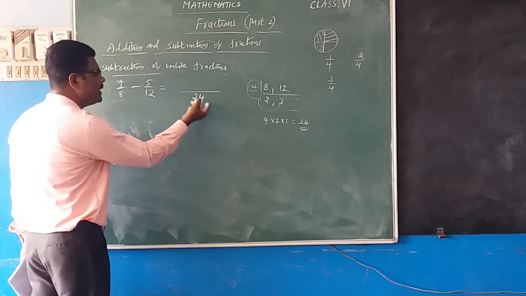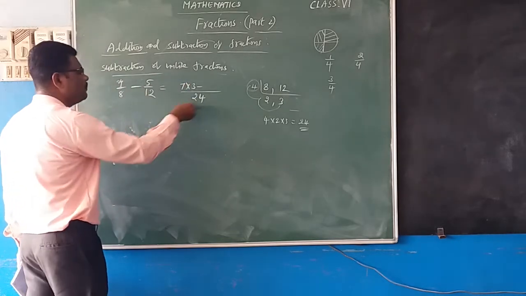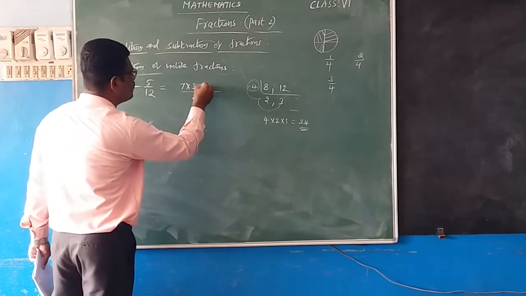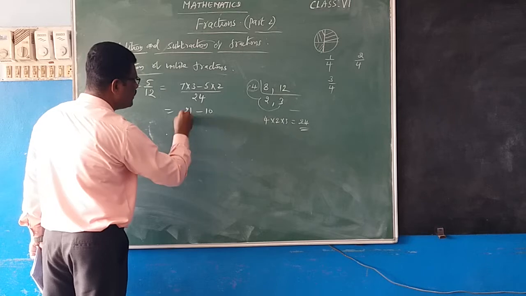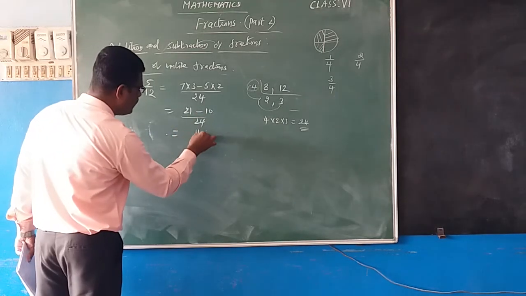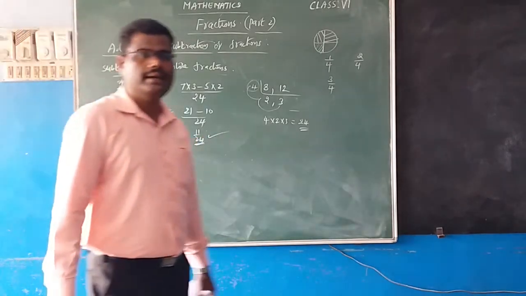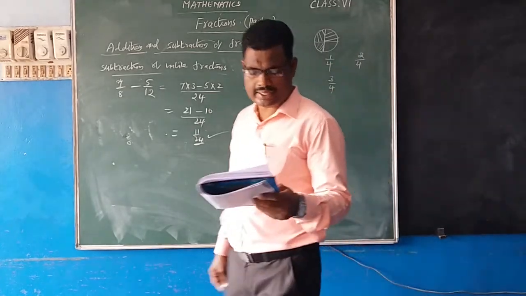Now compare the first fraction with this. Denominators are how many times? 8 3s are 24, so 7 into 3. Compare this, 2 times, isn't it? 2 times. So 7 3s are 21 minus 5 2s are 10 by 24. That is equal to 21 minus 10, which is 11 by 24, the answer. Like this way, we can find the addition and subtraction of like fractions and unlike fractions.